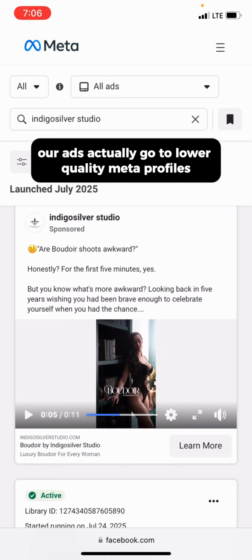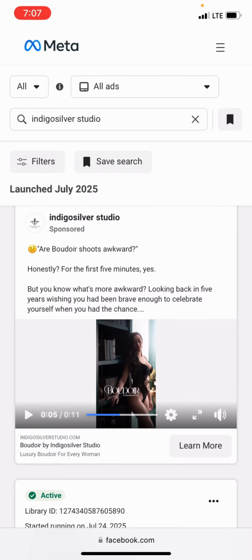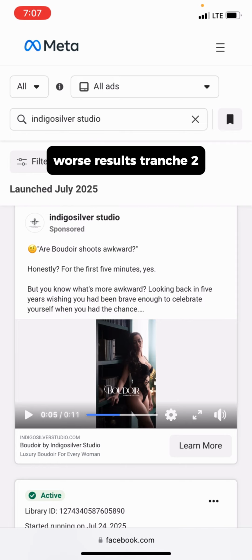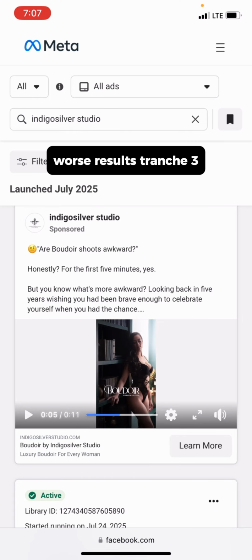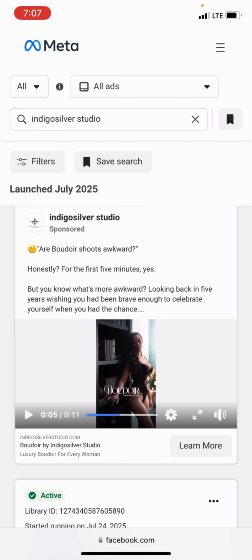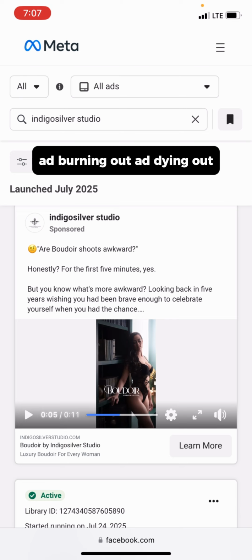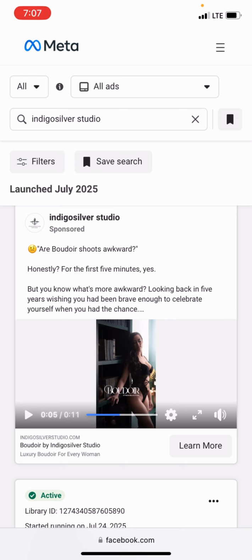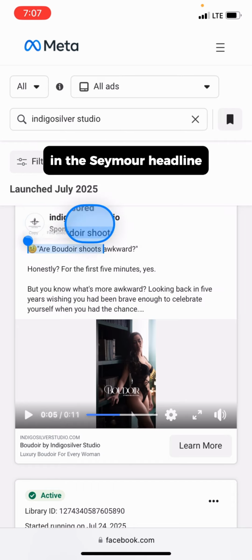Our ads actually go to lower quality meta profiles for tranche 2, where they have a lower average conversion rate, which means same ad spend, worse results. Tranche 2 feeds back into the meta ad algorithm again. Same ad spend, even worse results, tranche 3. And our ad is now going down the downward spiral of despair, ad burning out, ad dying out, refresh creative.